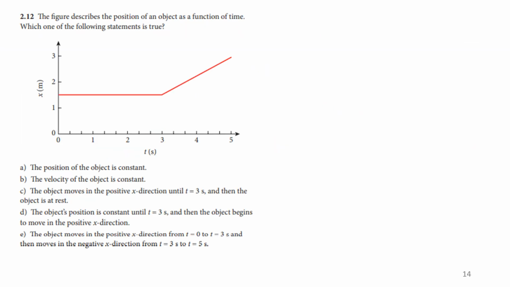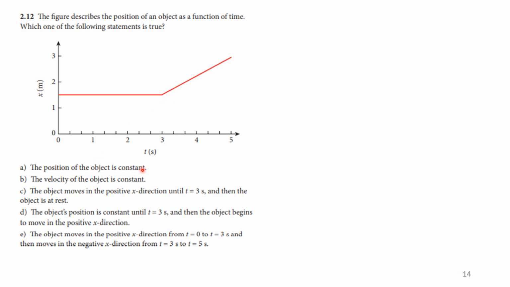So a question for that, we chose a multiple choice question from here, 2.12. The figure describes the position of an object as a function of time. Which one of the following statements is true? So first step, here we have to read the graph carefully. So we have its position time graph, where the position is constant until 3 seconds. This means that this object remains in the same place for 3 seconds, and then is moving, changing its position.